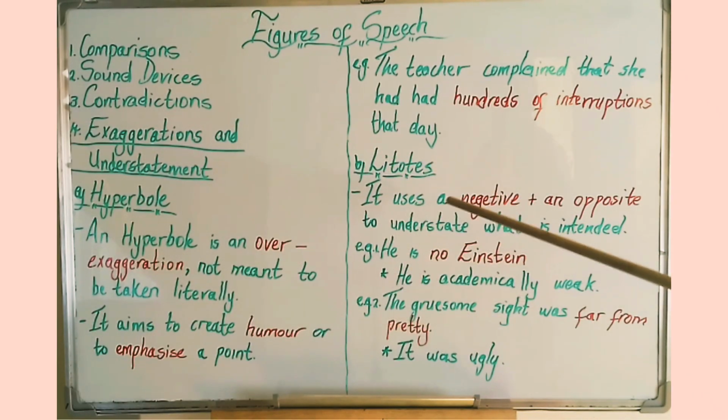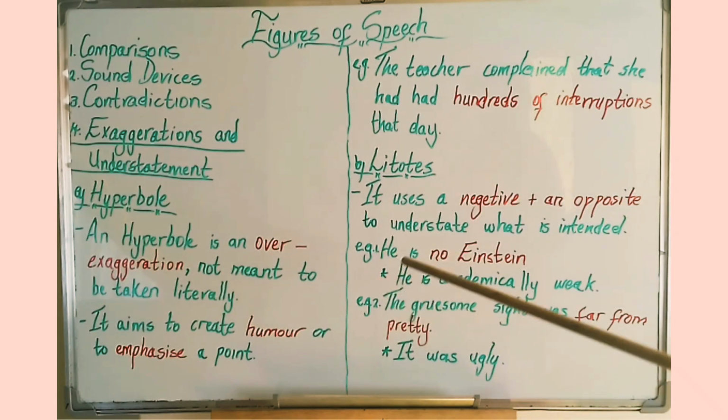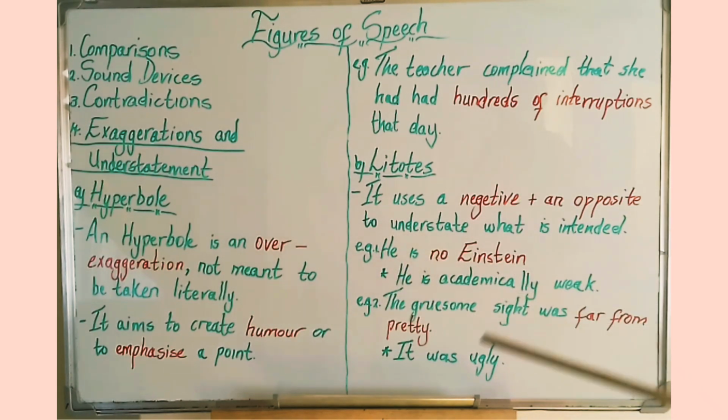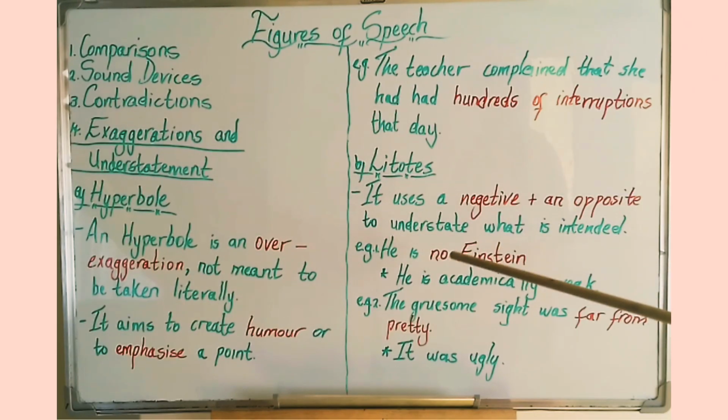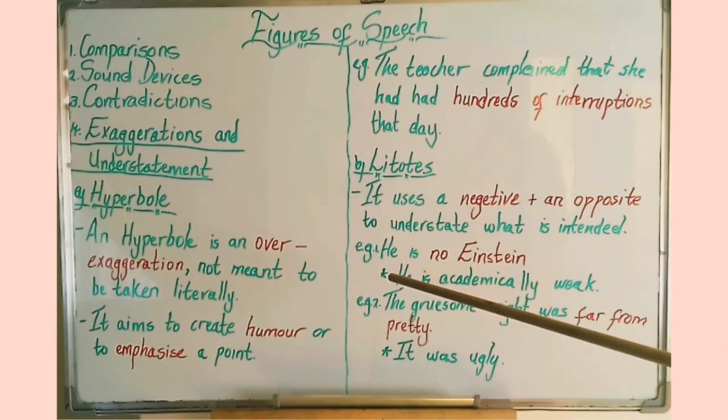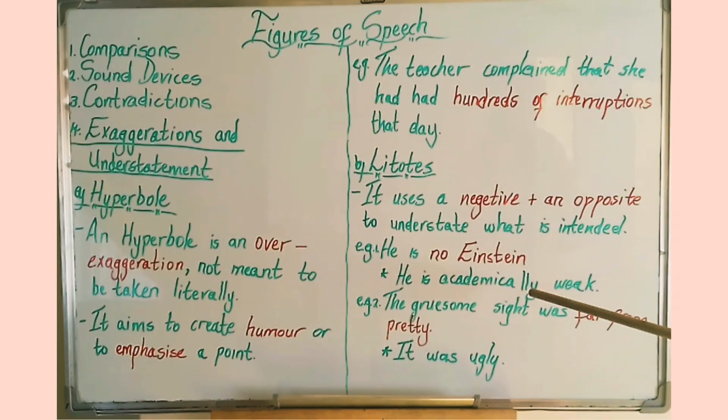And then we move on to letter B, which is litotes. And we say it uses a negative plus a positive to understate what is intended. So in a litotes, we use a negative as well as a positive to make a point. Here's an example. He is no Einstein. So he is a positive and no Einstein is a negative. So when they say he is Einstein, that's a positive. But because there's a no, he is no Einstein, then that's a negative. So this is litotes.